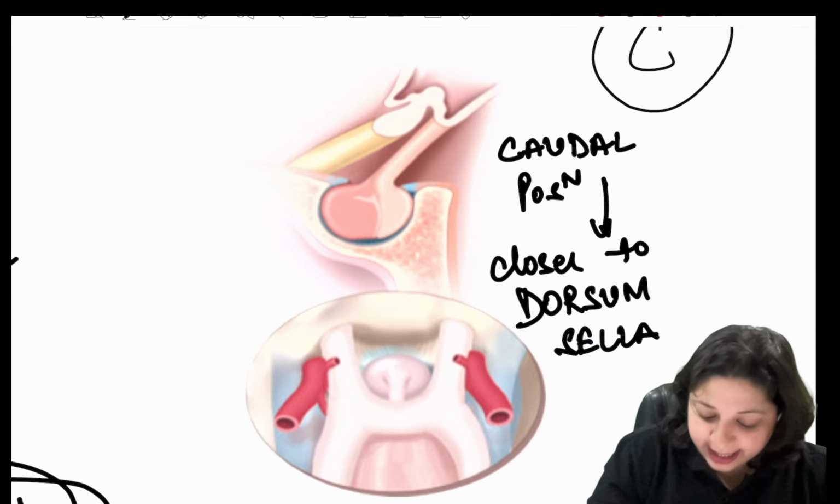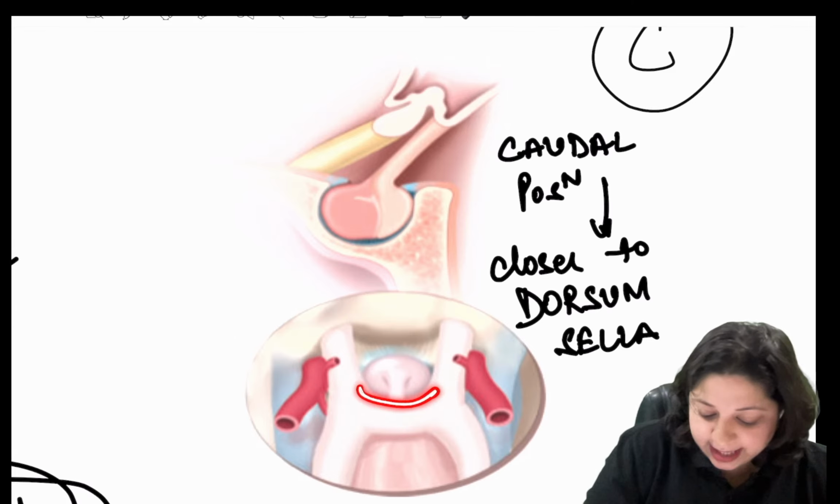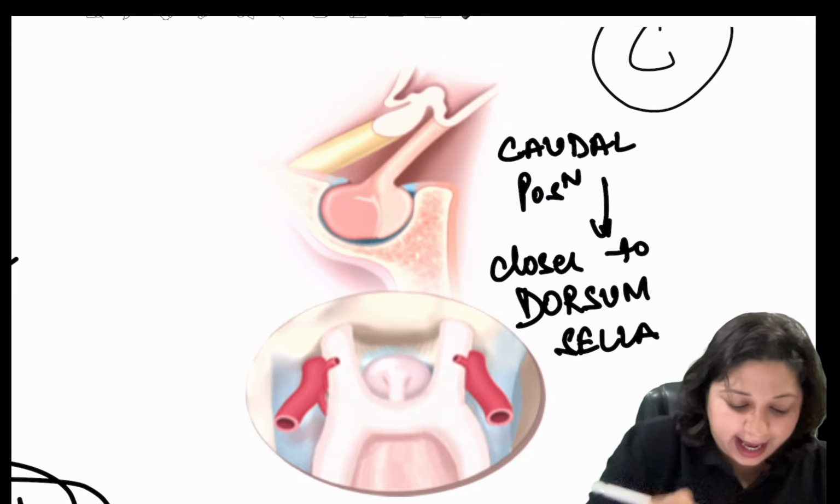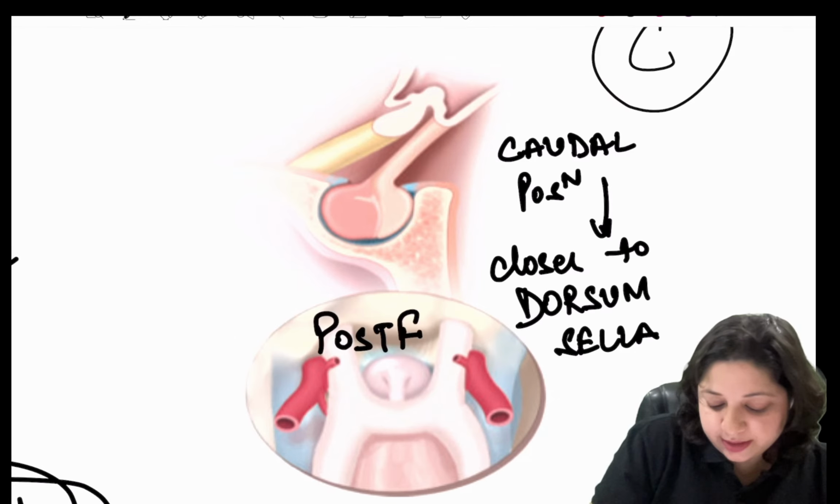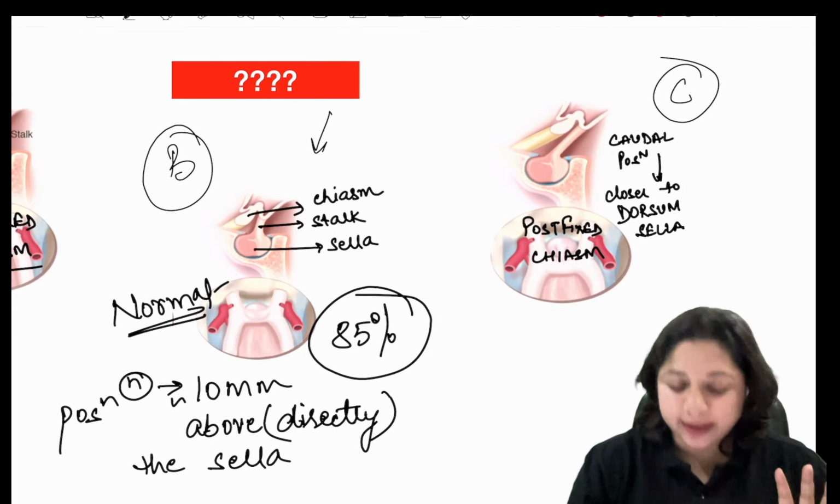And now it is called as, see, this is the chiasm. If you see in this image, this is the chiasm and here is the sella. And this is called as post-fixed chiasm. Right? So now you get it.